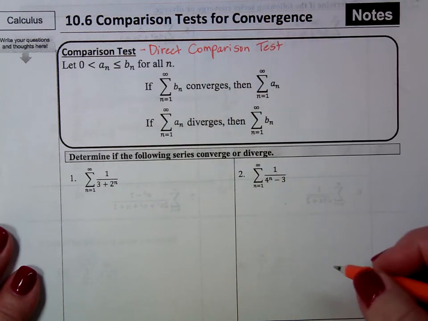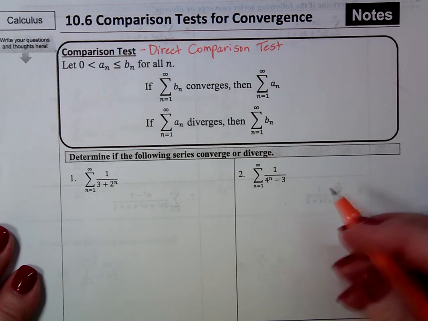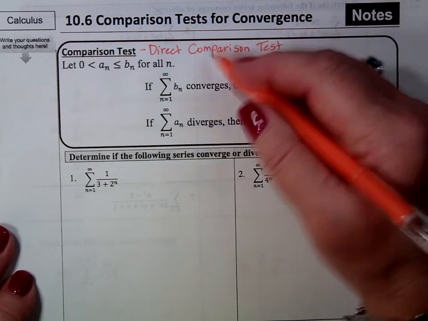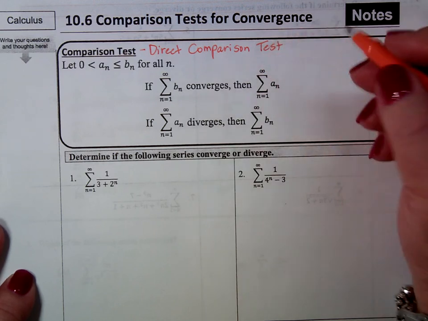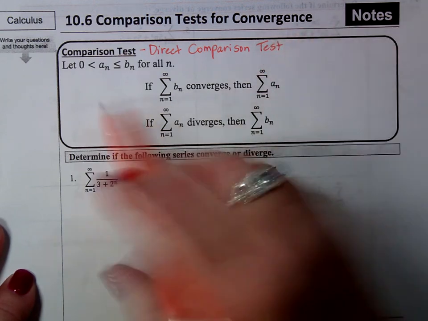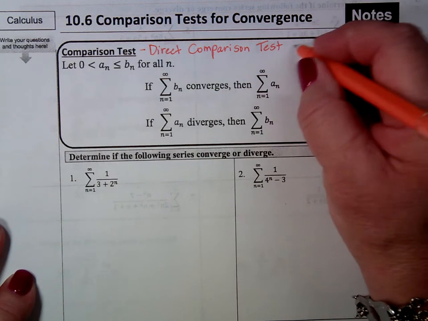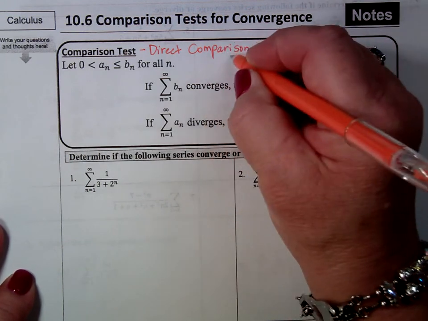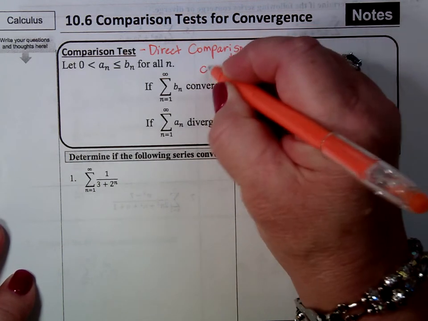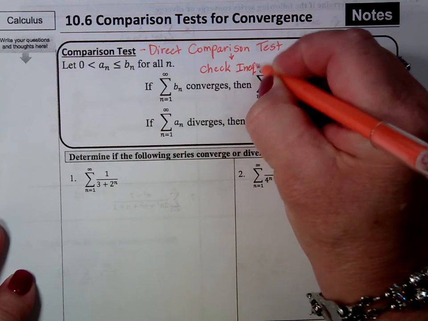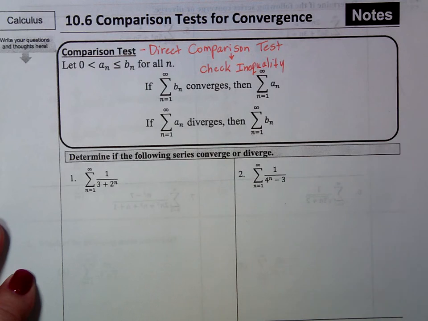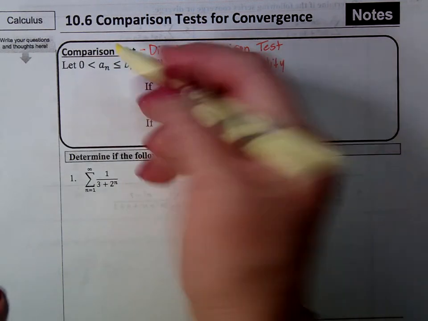All right. The thing with this guy is that once you have decided convergence for your comparison, you need to check this inequality. So this is really important. For this direct comparison, you have to check the inequality. I'll show you what I mean in a minute. All right, so where's the inequality? This is the inequality right here.